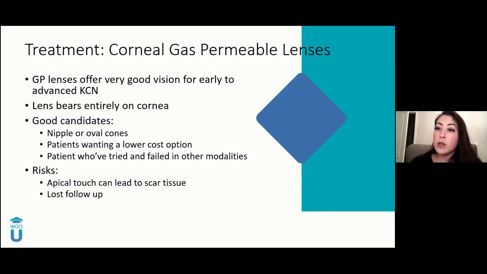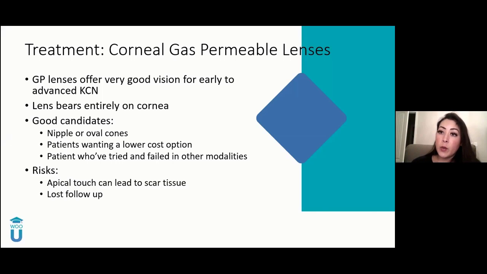So some of the good and best candidates are nipple or oval cones, patients that are wanting a lower cost option. Gas permeable lenses, corneal GPs in particular, cost less than hybrid and scleral lenses. So they are a lower cost option for patients. So sometimes that's really important, so we've got to consider that. And other patients that maybe they've tried and failed in other modalities.